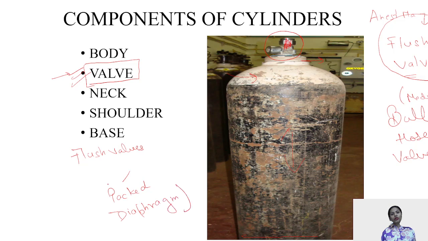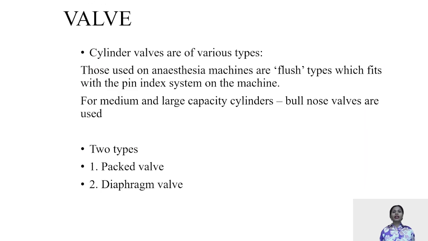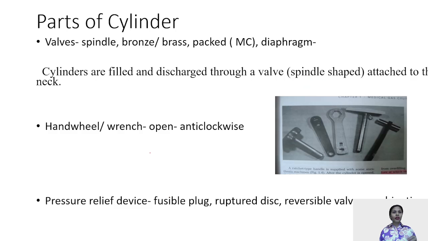These are further two kinds of valves that are present. What is the valve? It is a flush type that fits on the anesthesia machine in the hanger yoke assembly. It is of two types, packed and diaphragm valves. These valves are of a shape of spindle and they are made up of bronze and brass. And out of the packed and the diaphragm, the most common is packed.